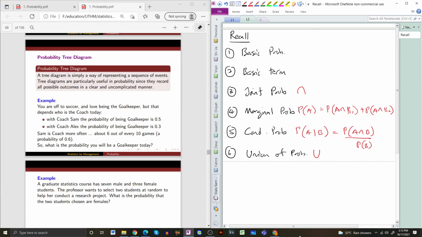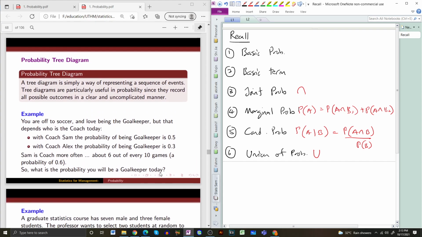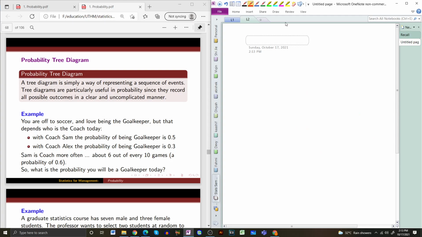So, today we are going to continue our lesson with the probability tree diagram. For that, please have a look at this example. The definition, of course, you can read by yourself. So I'm going to put here example 1.